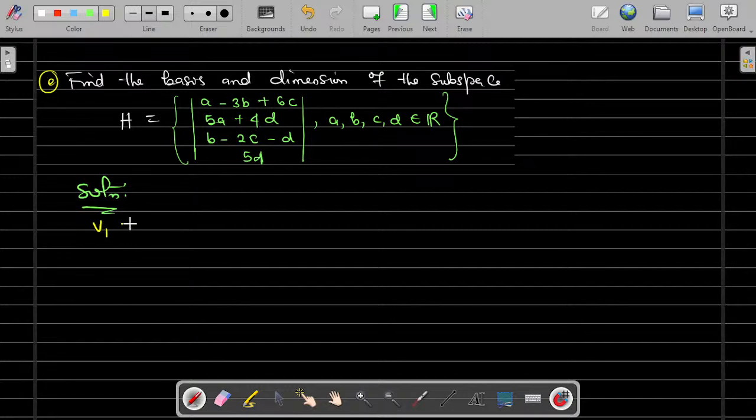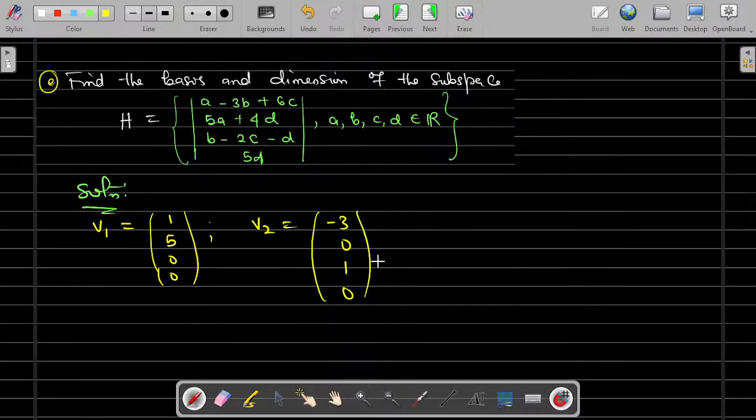So they call the first one V1. And how do you get V1? Bring out all the coefficients of A. So you have 1, 5, 0, and 0. Because there is no A in the second and the last expressions here, V2 is equal to the coefficients of b: minus 3, 0, and then in the third one 1, and in the fourth one 0.